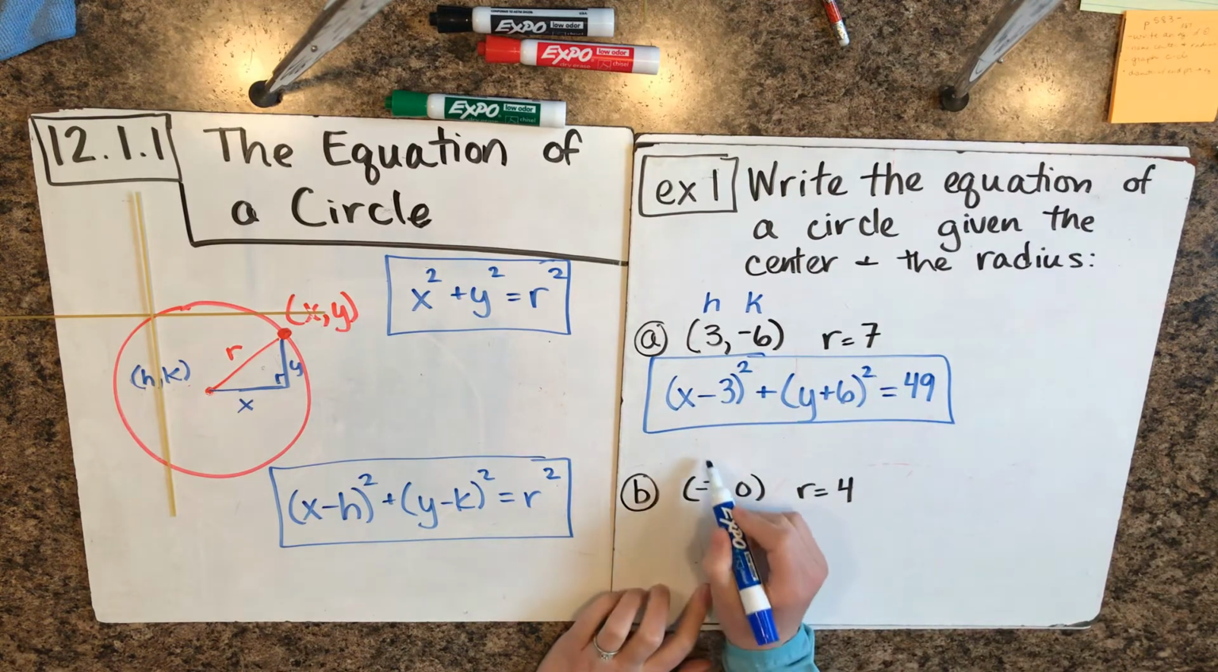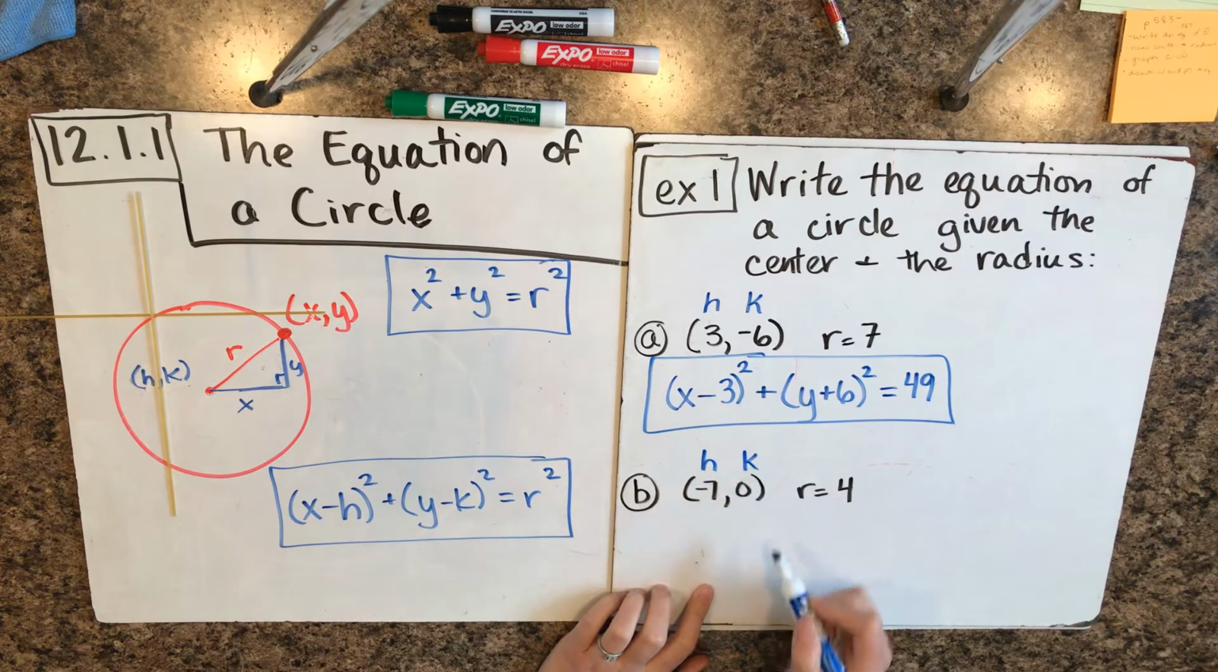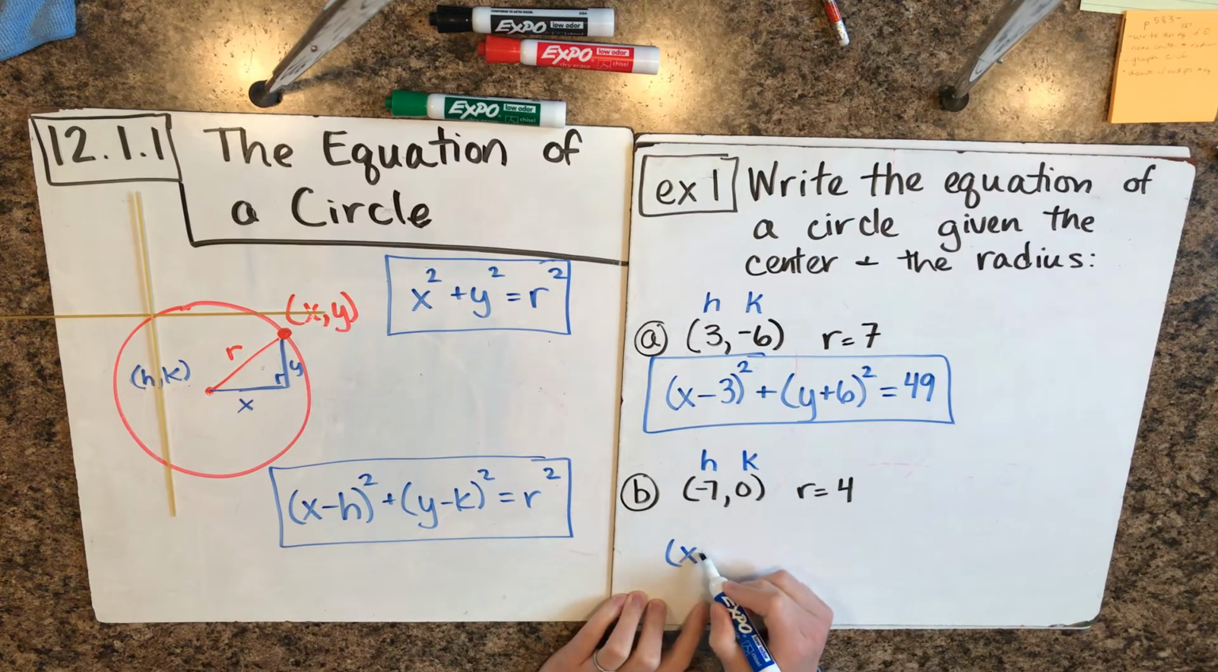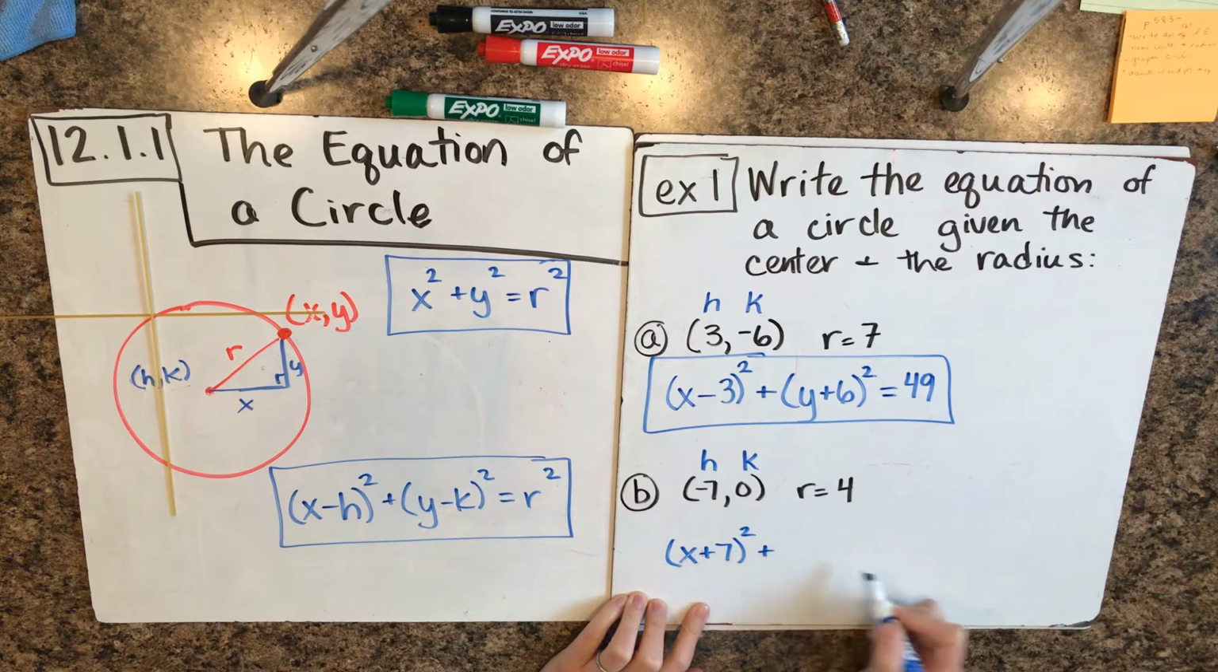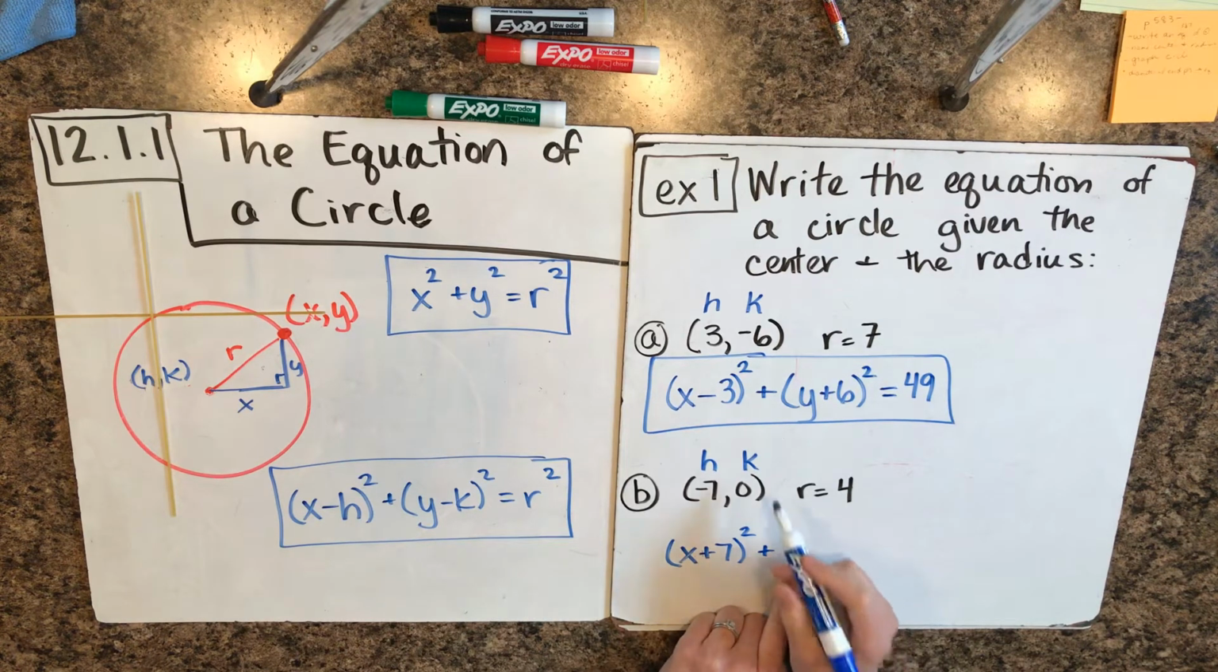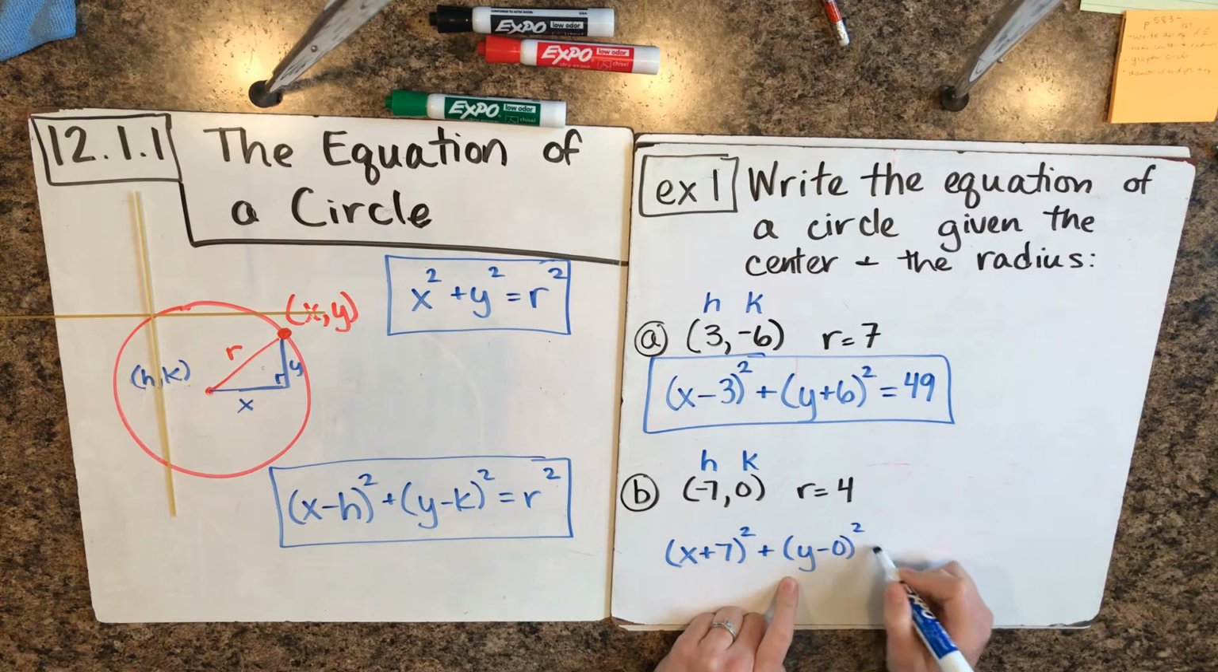Same concept. Remember, this represents h and k. So all you have to do is remember to switch the signs. Remember to square it. Remember to add. Now here, with y, I'm subtracting 0, and you could certainly write y minus 0. R squared, 4 squared is 16, okay?